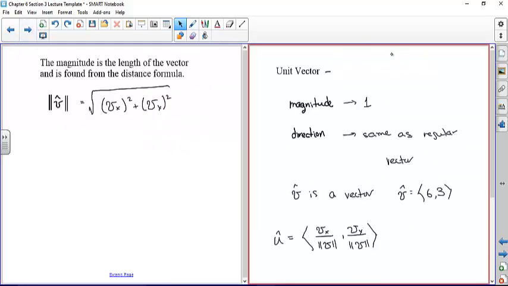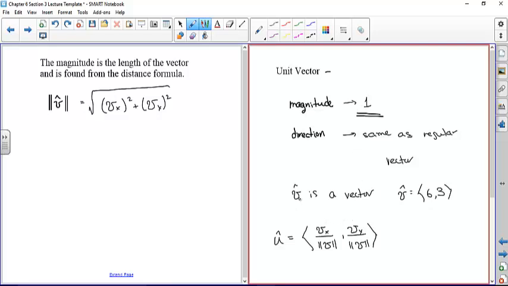Okay. Now, there's a special kind of vector, which is called a unit vector. And the special thing about a unit vector, as the name implies, just like unit circles, is that it has a magnitude of 1. So the magnitude of the unit vector is 1, and the direction is the same as the regular vector. A lot of times you have a vector and a unit vector. The unit vector has the same direction as the regular vector, but it's either shorter or longer, and its magnitude is 1.